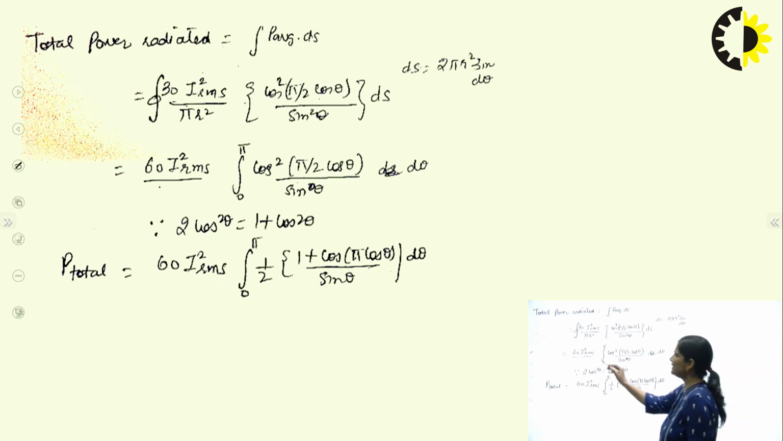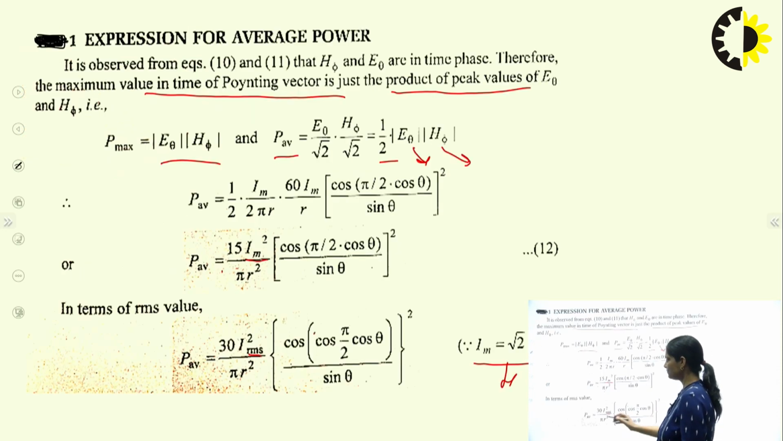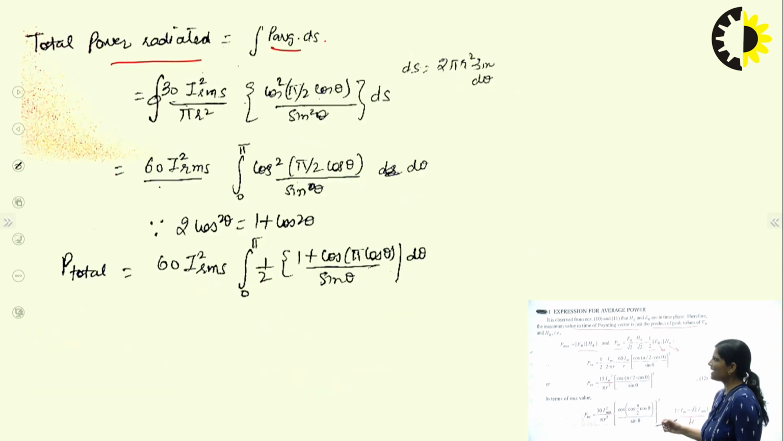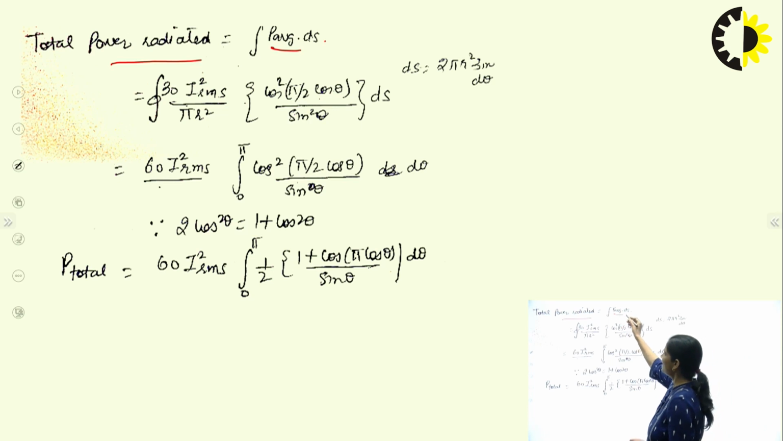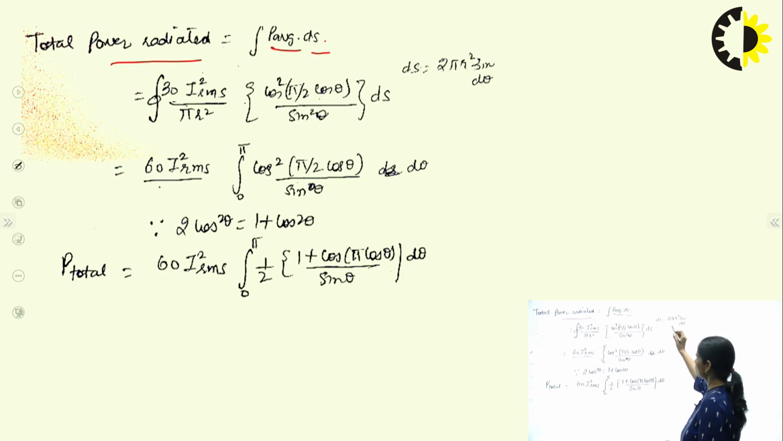Now total power radiated. How can we find the total power radiated? Total power radiated is equal to the integration of P average dot ds. Now put the value of P average here. P average is 30 IRMS square upon pi r square in bracket cos(pi by 2 cos theta) upon sin theta, whole square. Put this value of P average in the integration sign, and ds is equal to 2 pi r square d theta.